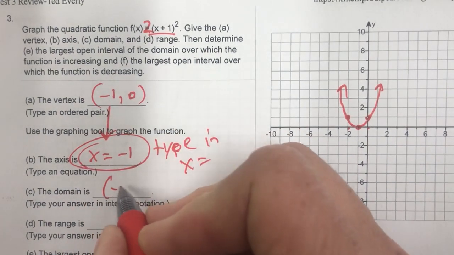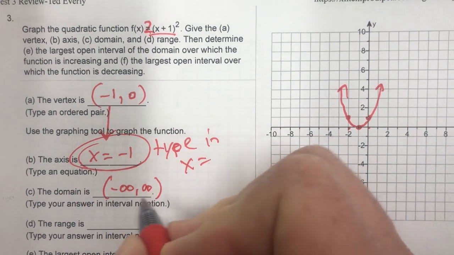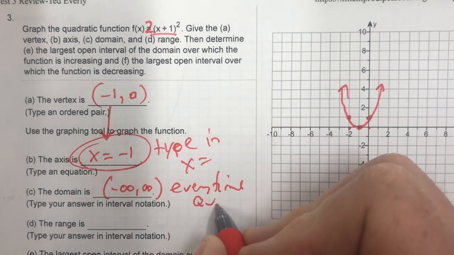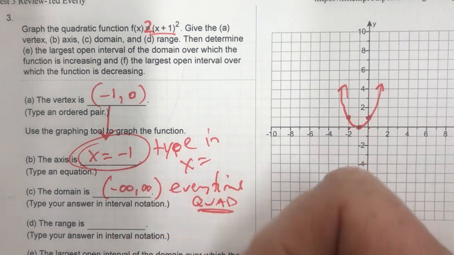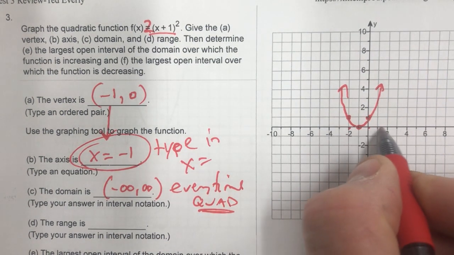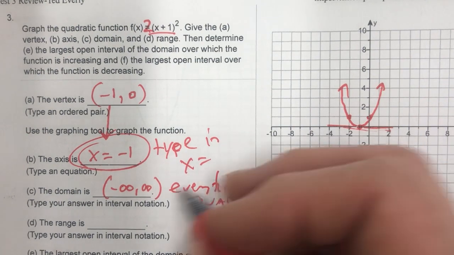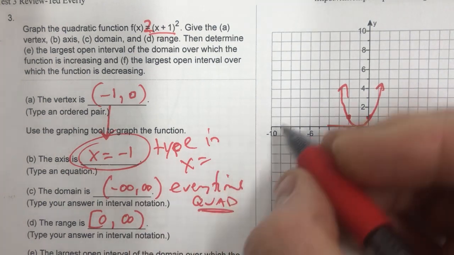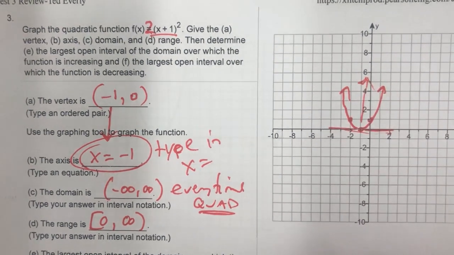Domain, guess what, man? Negative infinity, positive infinity every time on quadratic. Quadratic's always negative infinity, positive infinity. Now my range up and down, the lowest down it goes is right here, 0 for y. We're going to include it, and it goes up to infinity. See, this thing goes up forever.